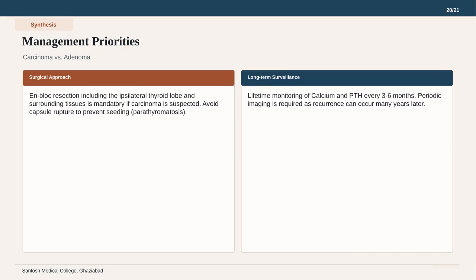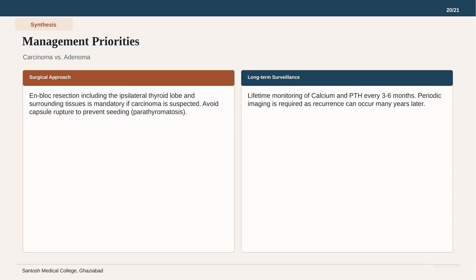As we look at the management priorities for parathyroid carcinoma, the surgical approach is paramount. As shown on the left, an en bloc resection that includes the ipsilateral thyroid lobe and surrounding tissues is mandatory if carcinoma is suspected. It is critical to avoid rupturing the capsule to prevent the seeding of tumor cells, a complication known as parathyromatosis. On the right, the slide emphasizes the need for lifetime surveillance.